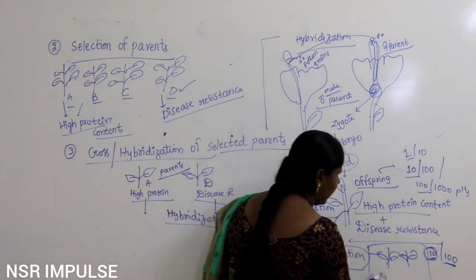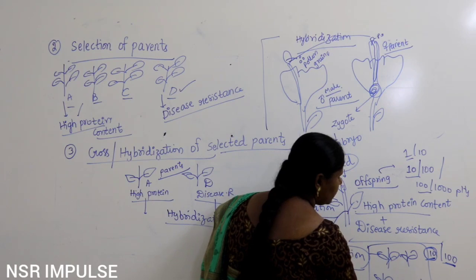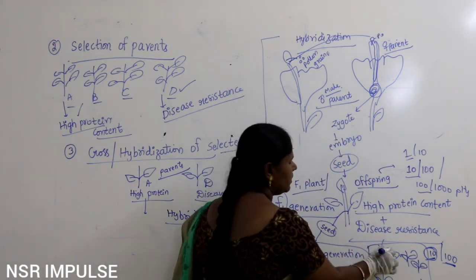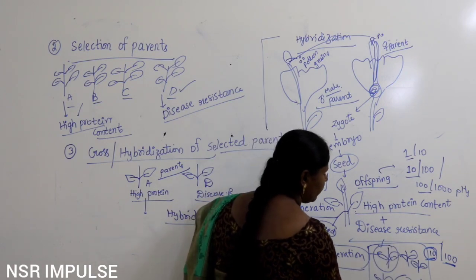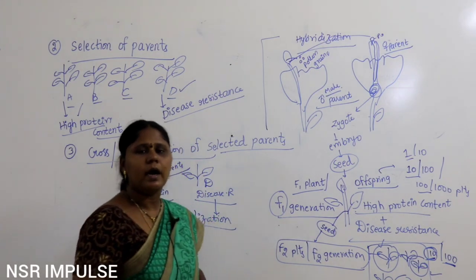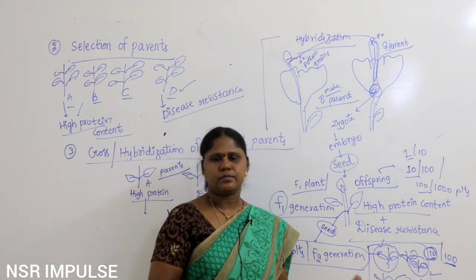So here there are so many plants I am growing. These all are F2 plants. Maybe this shows a desirable character, maybe this shows a desirable character, maybe this shows a desirable character. Like that, if I count, hardly 10 plants may have desirable characters.